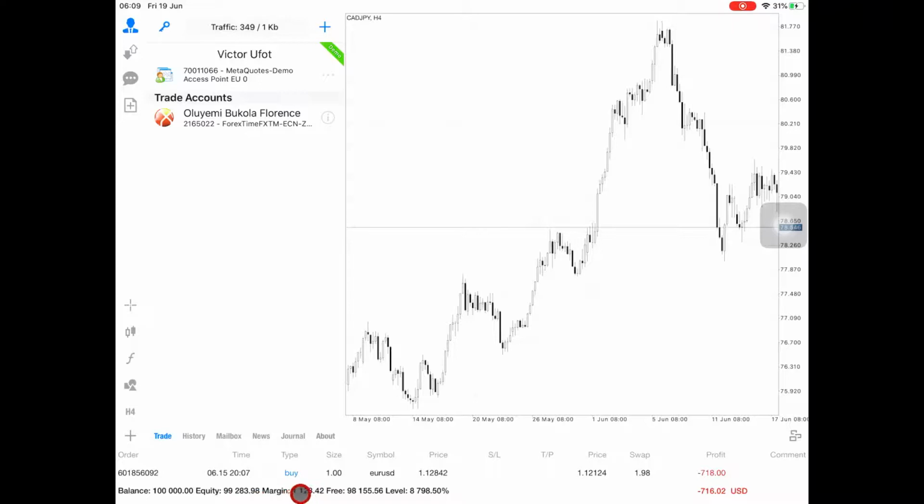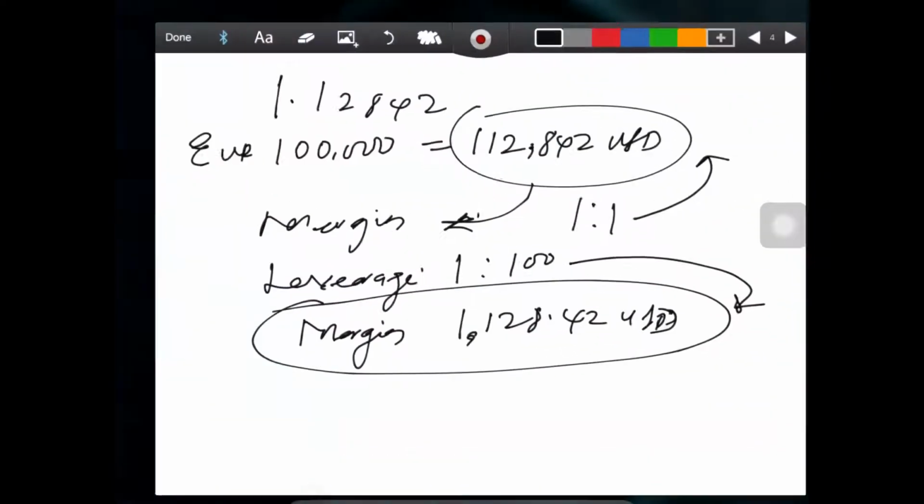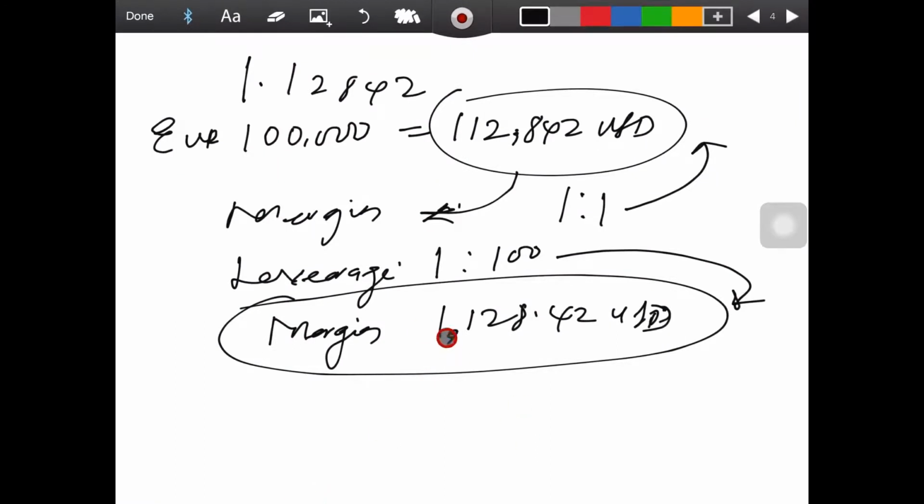Check what you see here under margin, 1128.42. Let's see what we calculated. Can you see what we calculated? 1128.42, and voila, that's like magic. You have calculated the exact margin that was required to buy euro dollar.